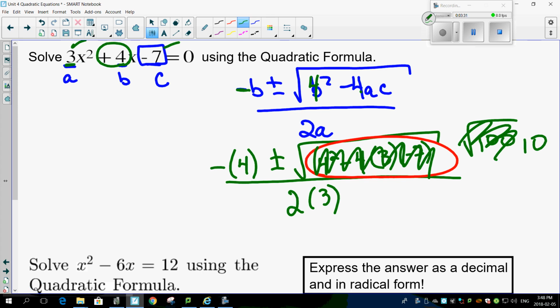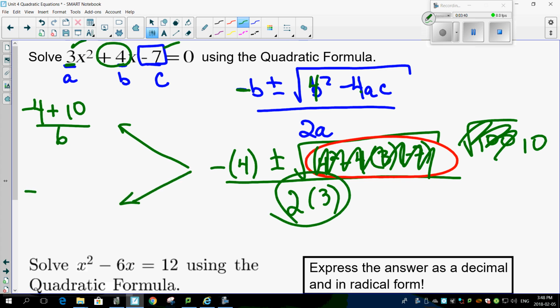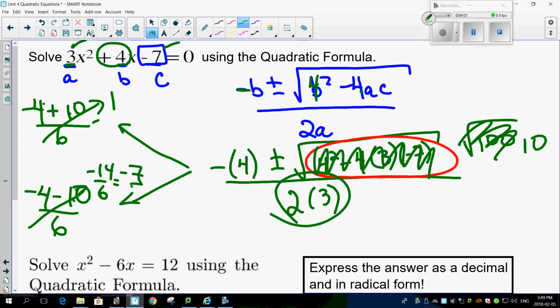So think about this. You have two equations now. You have minus 4 plus 10 over 6. You have minus 4 minus 10 over 6. And just solve them. 10 plus a negative 4 is 6. 6 over 6. Your answer for this guy is 1. Minus 4 minus 10 is minus 14 over 6. This guy is minus 14 over 6, which can be reduced to minus 7 over 3. There's your two answers. Boom and boom.